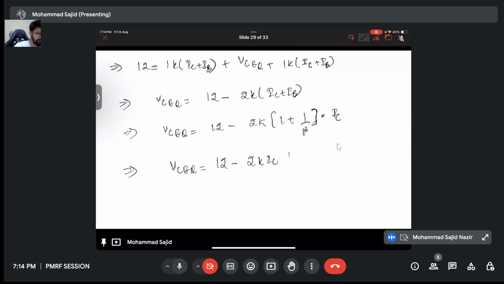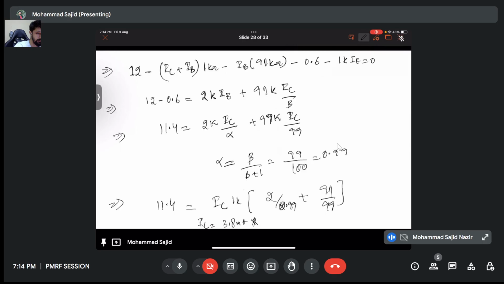Beta is 99, so this will be 100 by 99. 12 minus, that means just complete the value, 2000 multiply by 100, divided by 99. Is 2020 multiply IC.